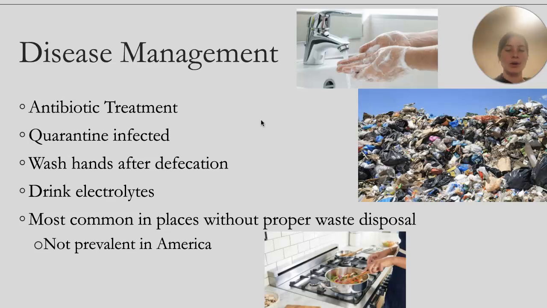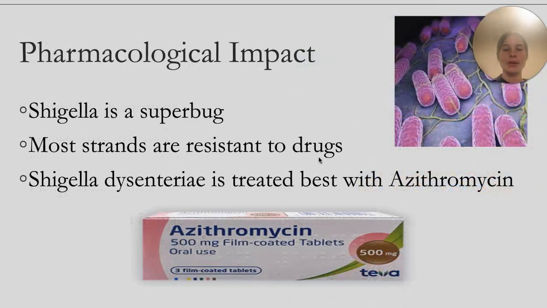If you already are infected with this disease, then you need to make sure you drink plenty of electrolytes to keep you hydrated. And then I have some pictures over here of proper hand washing technique, a clean environment where cooking's happening. You probably shouldn't be wearing any jewelry, and then also waste management, like we're not having our waste go into our drinking water.